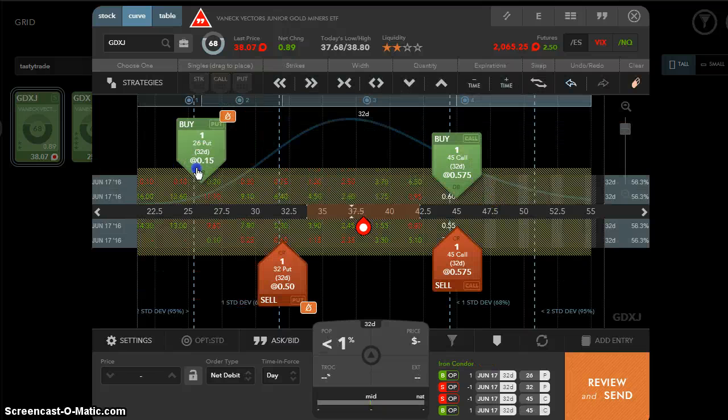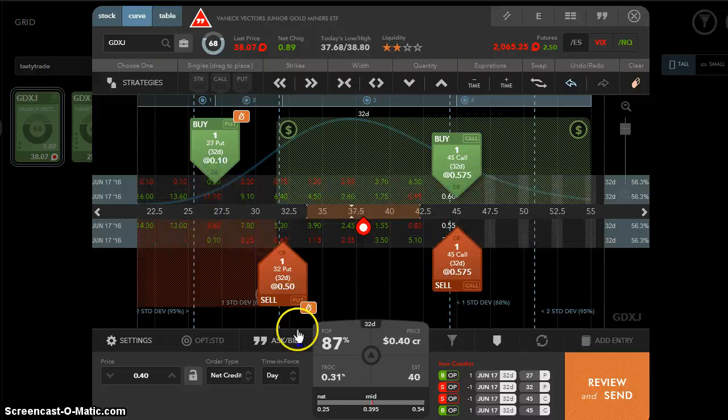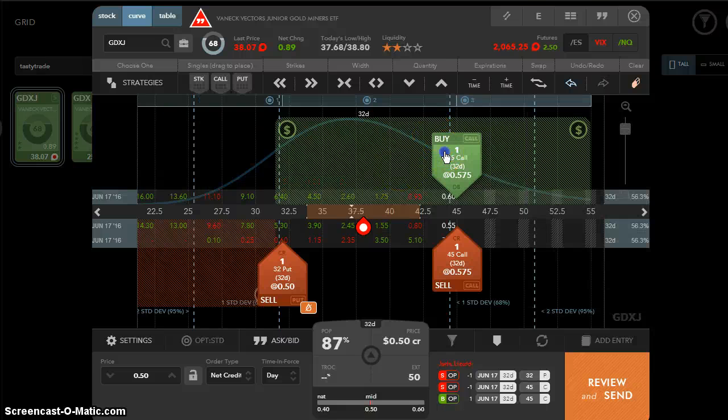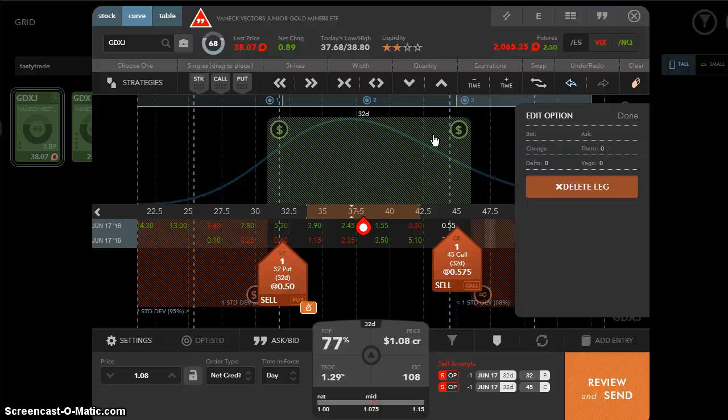This one I can maybe go further out here, see? And look what happens, I can collect more money. Oh, but it won't let me. That means there's nothing for sale out that far. I can collect more. Oh, not even. Okay. So see, sometimes you can't collect enough money to make it worth your while, so you don't do it.